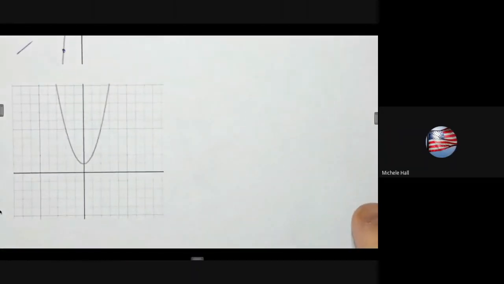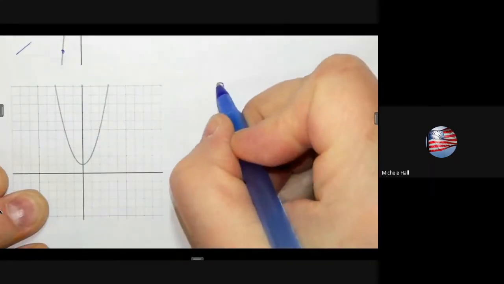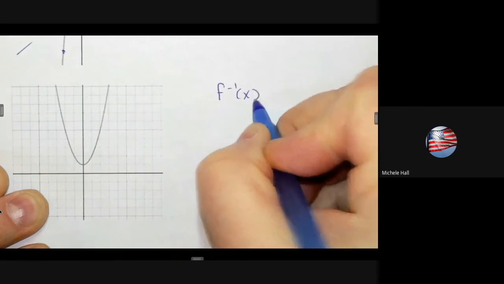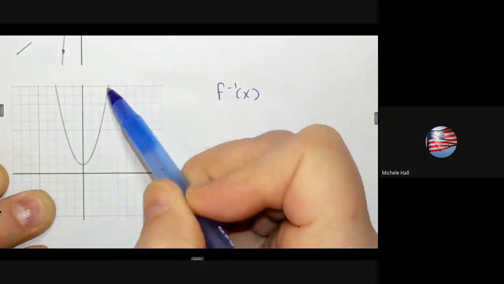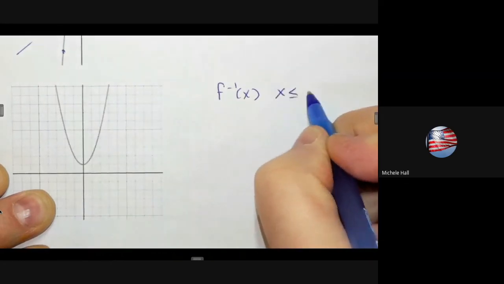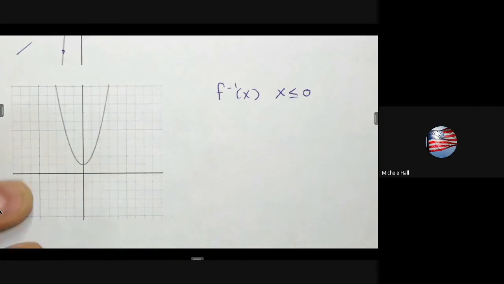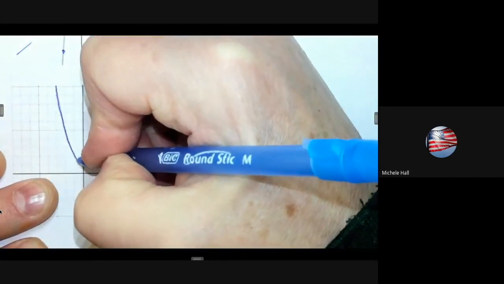For the last example, notice that it is not 1 to 1. That means that I need to restrict the domain. So f inverse of x is going to be restricted. I'm going to do this piece this time instead of doing the same side that we keep doing. Let's do when it's less than 0, less than or equal to 0. So I would like to find the inverse of this piece.